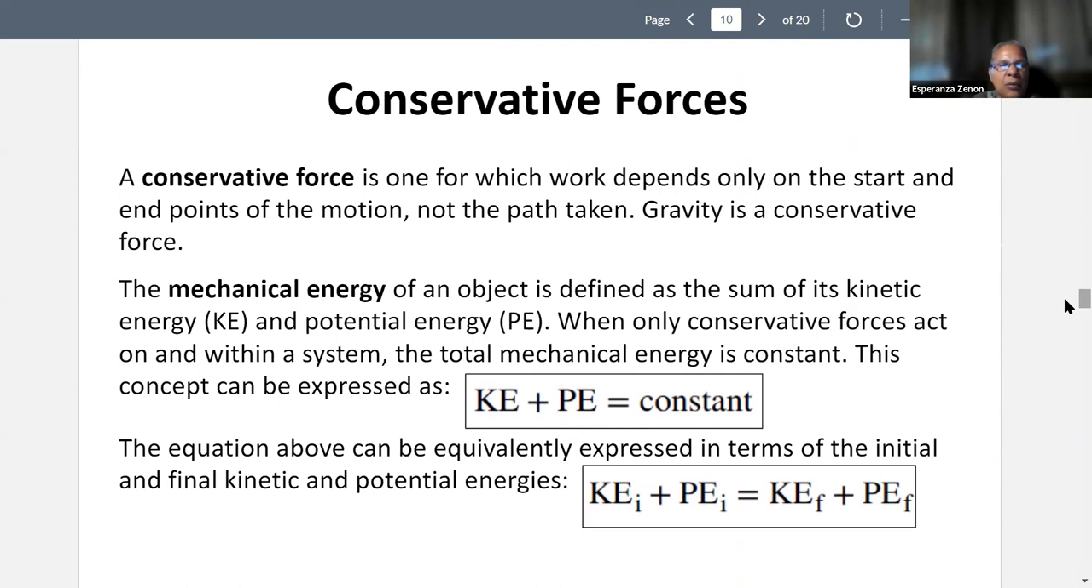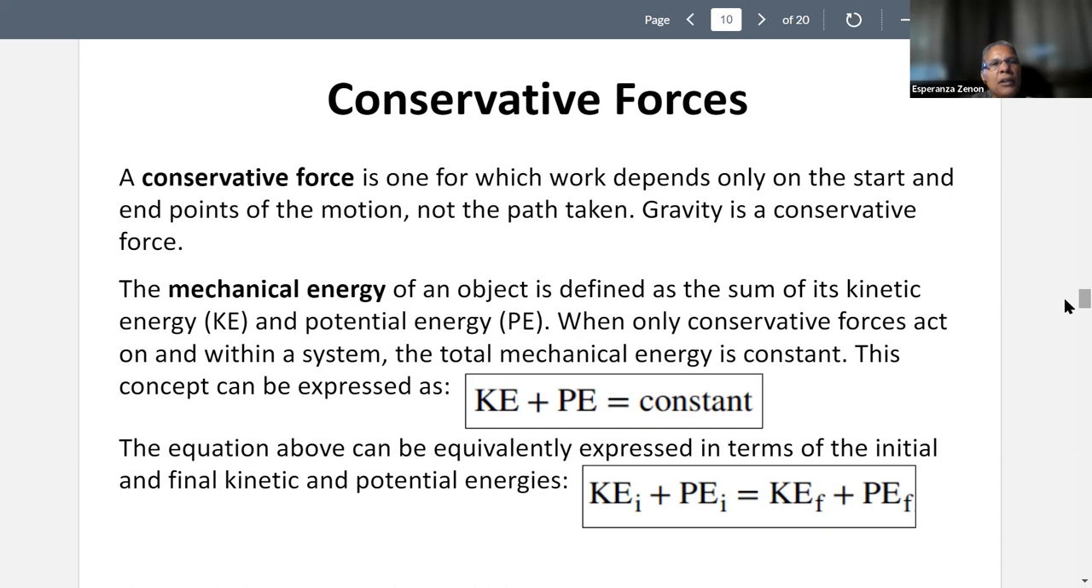The example that we just looked at with the clock shows an example where only conservative forces are involved. The only force that's involved in that whole process is gravity. Well, put it this way, that's not exactly true. In this particular case, because the work that's being done is against gravity, you are dealing with a conservative system. Any system where you are doing work against gravity is going to conserve mechanical energy.